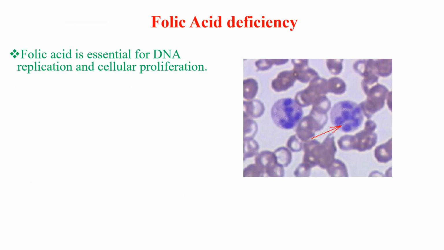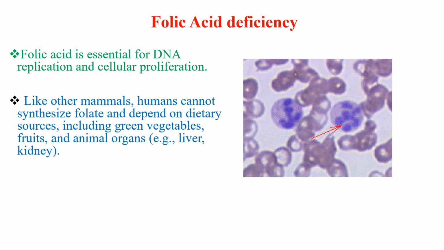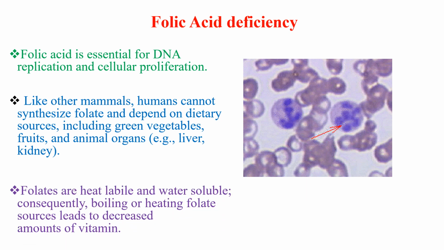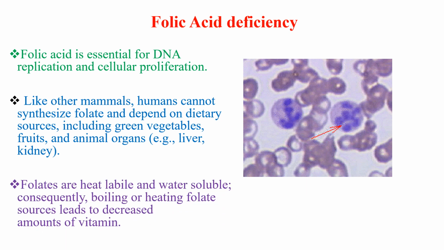Folic acid is essential for DNA replication and cellular proliferation. Like other mammals, humans cannot synthesize folate, and they depend on dietary sources including green vegetables, fruits, and animal organs. Folates are heat labile and water soluble. Consequently, boiling or heating folate sources leads to a decreased amount of the vitamin, or deficiency of folate.